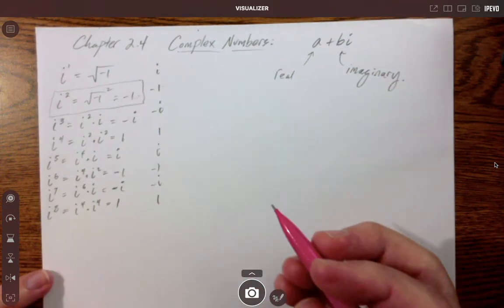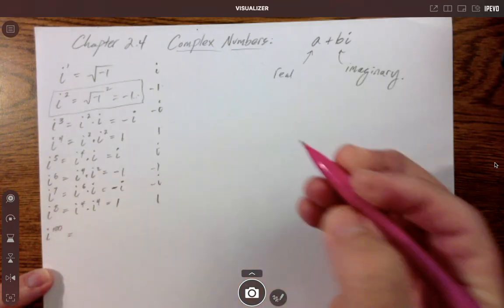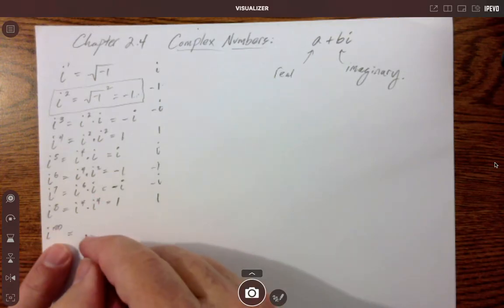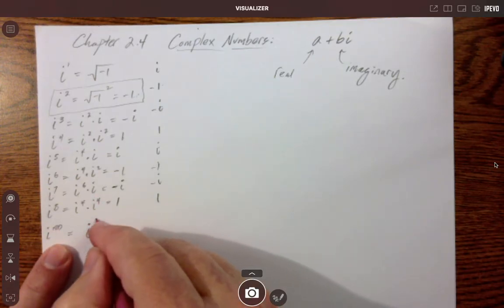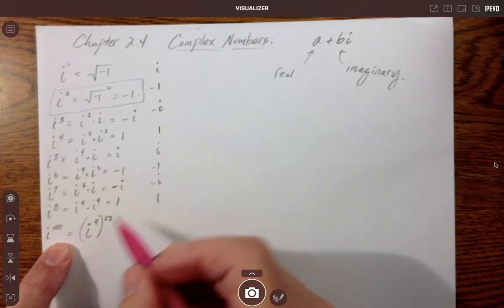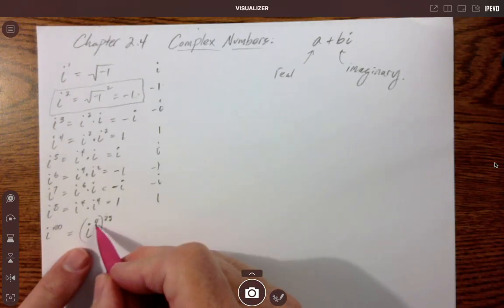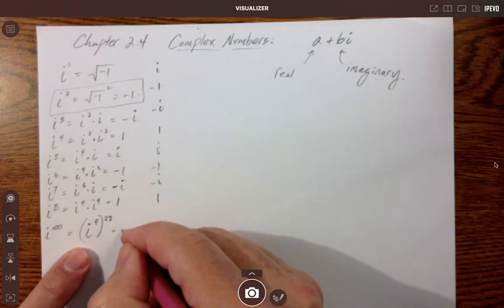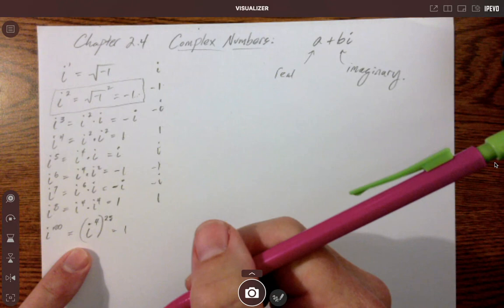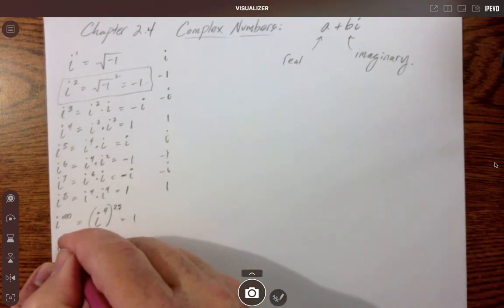So if I wanted to know, what is i to the 100th power? Since 4 goes into that evenly, we could think of that as i to the fourth raised to the 25th power. Remember, with exponents, you just multiply these. We know i to the fourth is 1, so it's the same thing as 1 to the 25th power, which is 1.